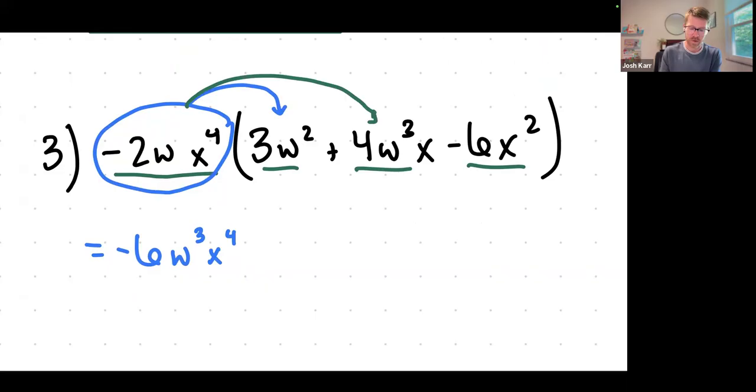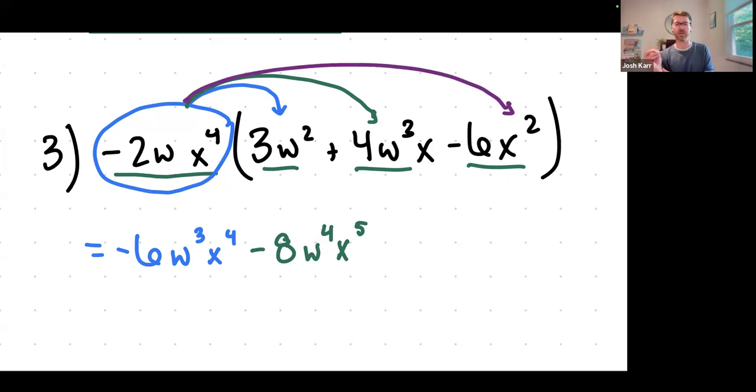Second term, we've got negative 2 times a 4, so negative 8. A w times a w to the third, so w to the fourth. And then we have x to the fourth times x to the first, so x to the fifth. Great job, keep on moving.